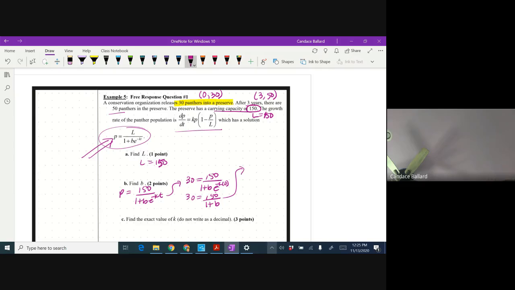Yes, if they want you to solve for this, they're going to have to give you the carrying capacity in some way, shape, or form, Gabby. Okay. All right, so we've got 30, and I'm not going to distribute right away.